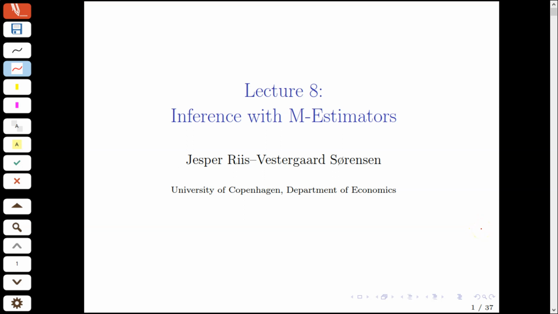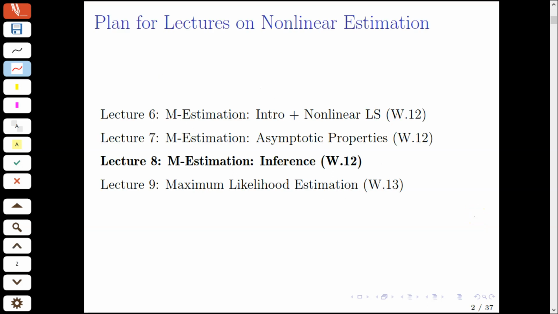Today's lecture is about how one may do inference within the M-estimation framework. This lecture is the third in a sequence of lectures on nonlinear estimation, where we've previously introduced the M-estimation framework, in part through our example of nonlinear least squares. In the last lecture, we talked about various asymptotic properties of M-estimators and how one may establish them. This lecture is about how one may build on these asymptotic properties in order to do inference. The next lecture will be on maximum likelihood estimation, which constitutes a particular instance of M-estimation.